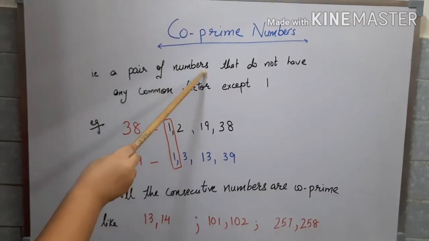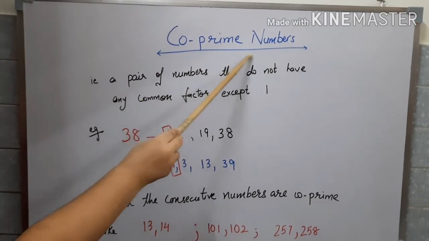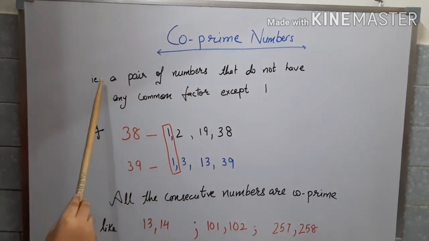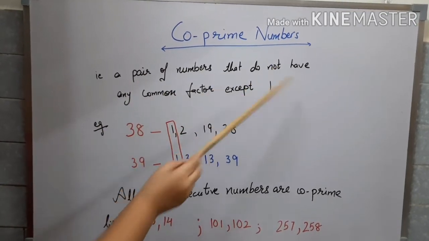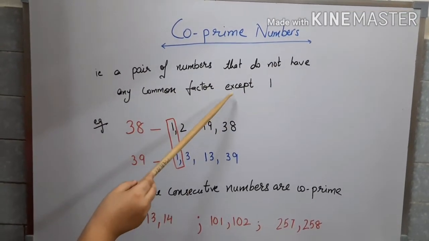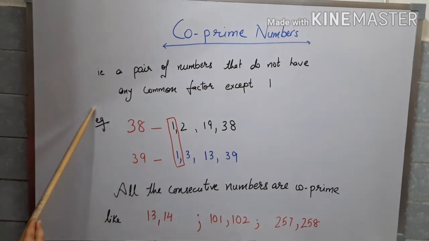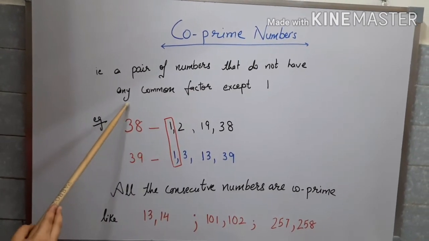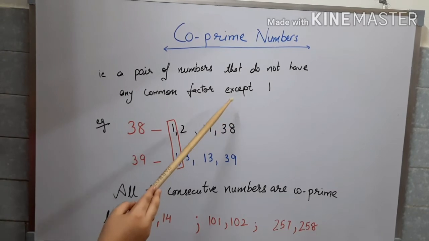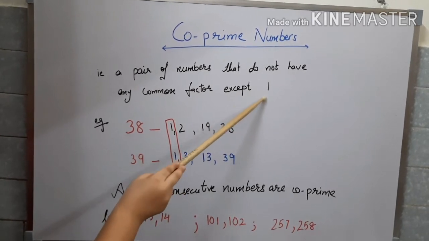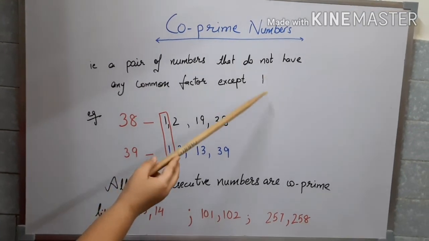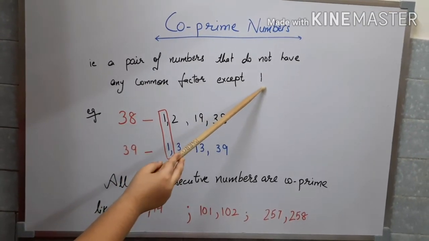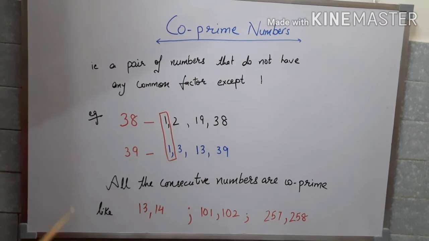Now let's consider what co-prime numbers are. Co-prime numbers are those pairs of numbers that do not have any common factor except 1. So if we consider any pair of numbers which do not have any common factor except 1, as I said, 1 is the only number which is a factor of every number, then that pair is known as co-prime numbers.